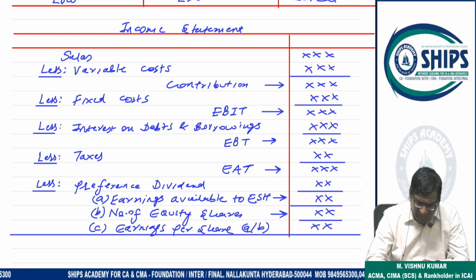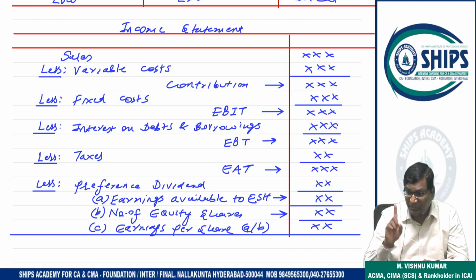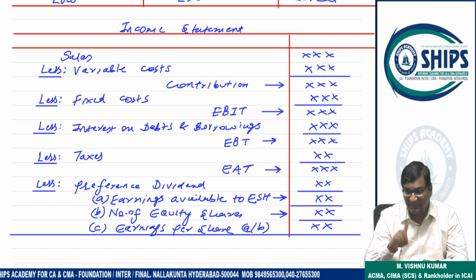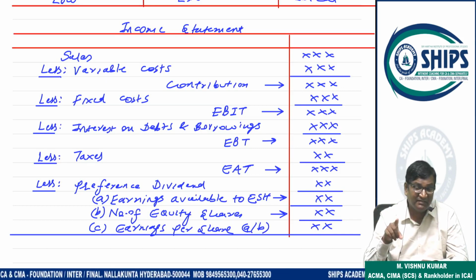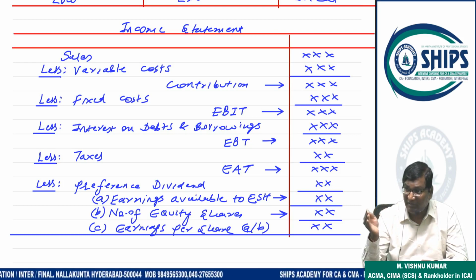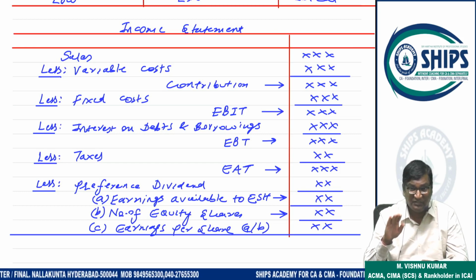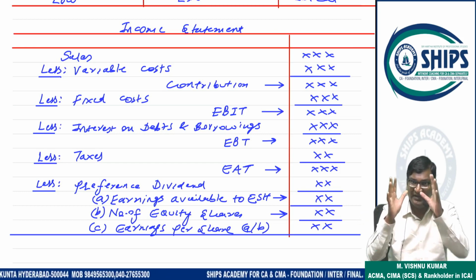So earning per share, why are we calculating it? To check on every share how much return is coming. So when will the return increase, when will the return decrease? If the number of shares is less, earning per share will be more. If the number of shares is more, earning per share will be less. Now you will understand one point.